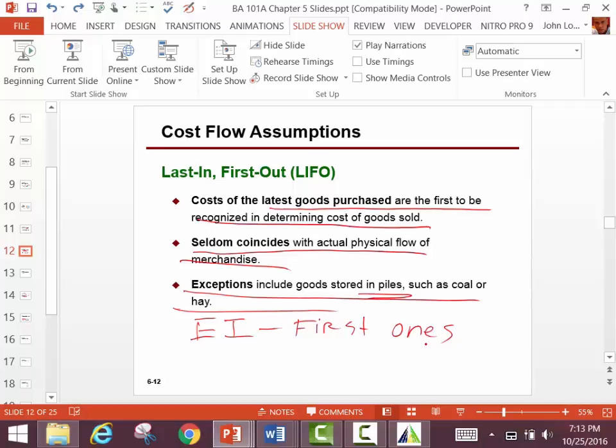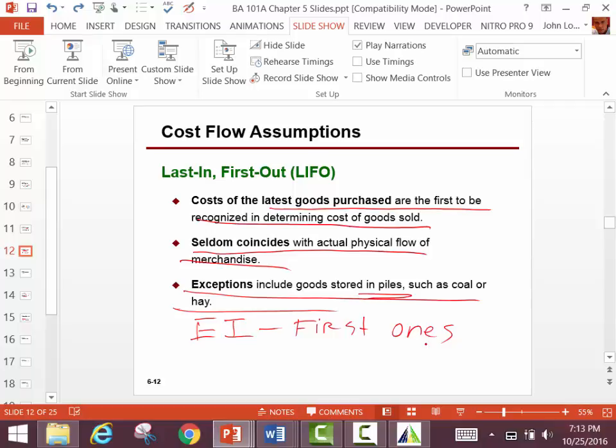No. That's right. There's something called the LIFO conformity rule, and in the LIFO conformity rule, SEC and FASB say if you use LIFO for tax purposes, we're going to make you use it for book purposes. Okay?